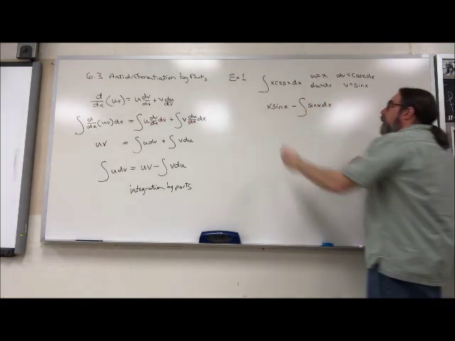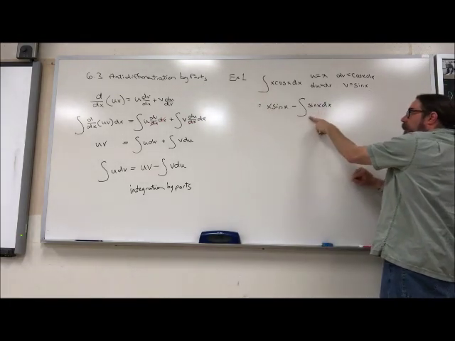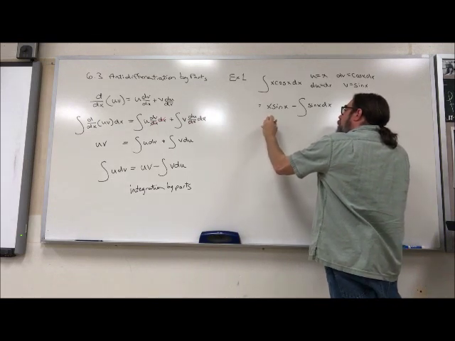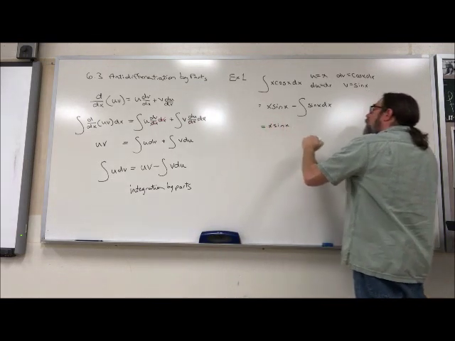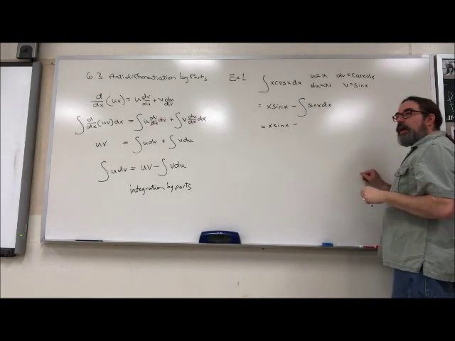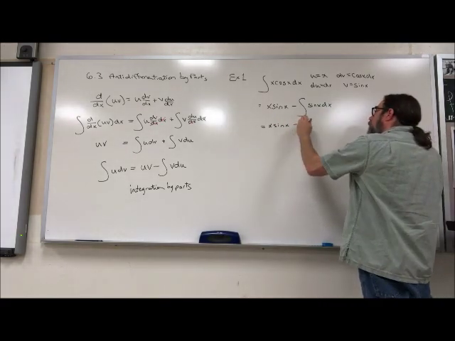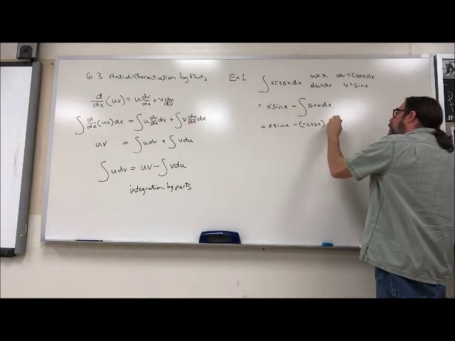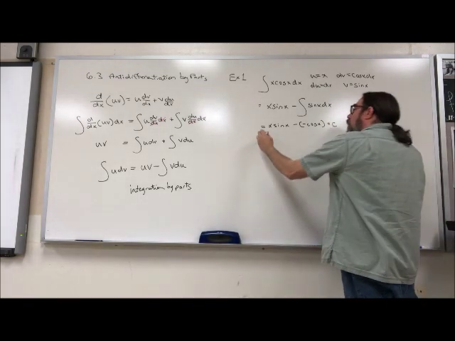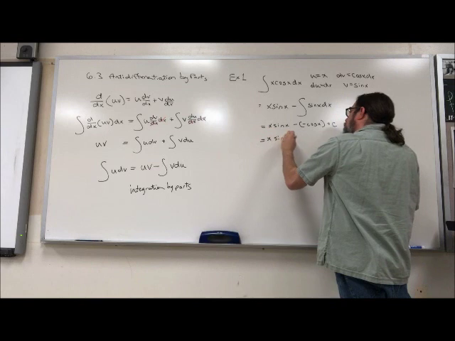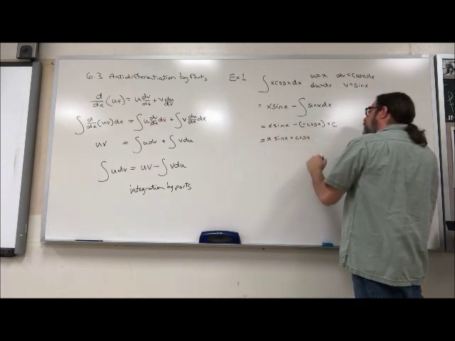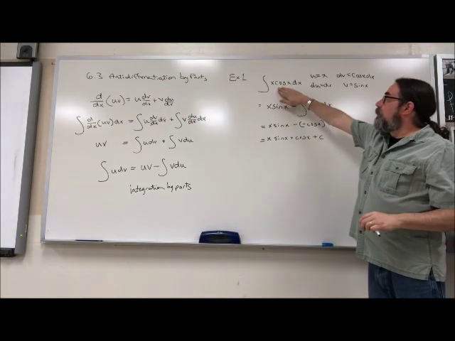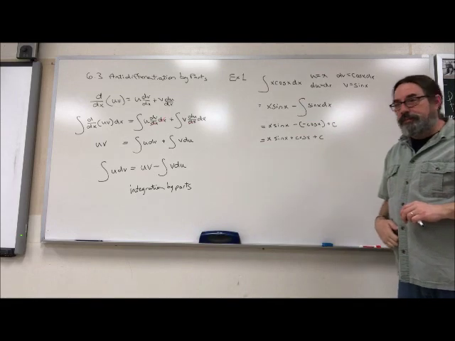And lo and behold, this is something that we know how to anti-differentiate. So my answer is going to be x sine x minus the antiderivative of sine x, which is negative cosine x. And of course, because this is an indefinite integral, we're going to have a plus c. So my answer would be x sine x plus cosine x plus c. So this is the solution to this indefinite integral.